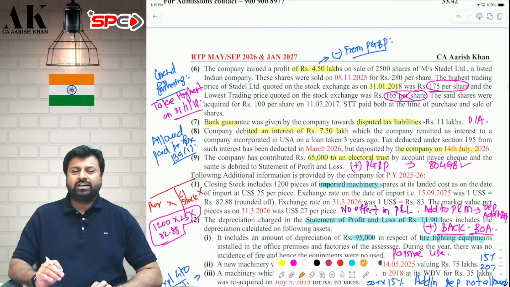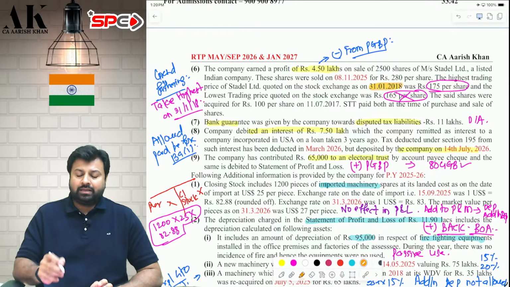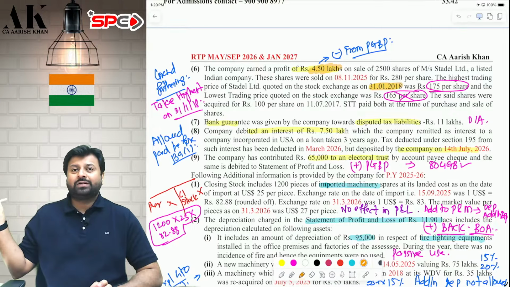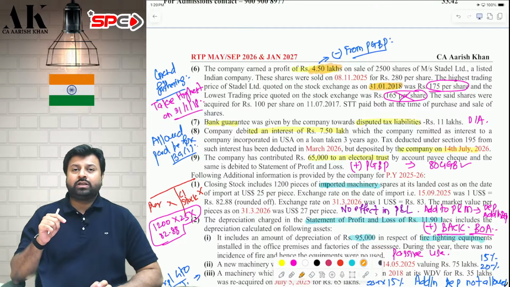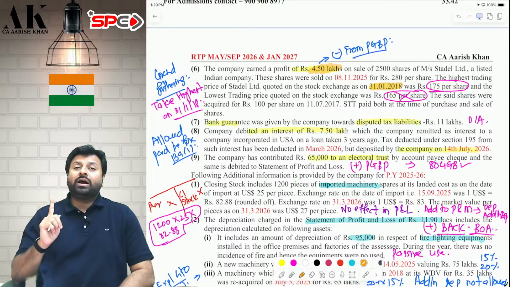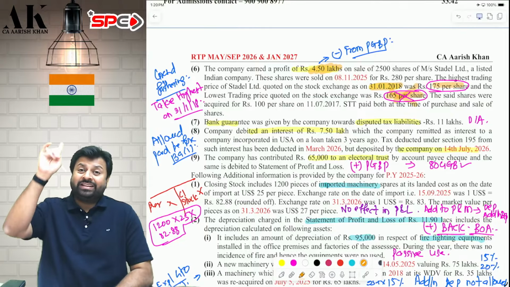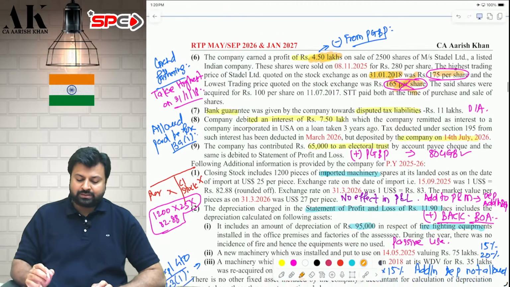Next one is also a very routine adjustment of grandfathering, that whenever 31st Jan 2018 comes, grandfathering is applicable. So here you will remove this profit of 4.5 lakhs from PGBP, and compute the profit as per the grandfathering clause. But the only thing you need to keep in mind over here, when you take the FMV as on 31st Jan 2018, you have to take the highest of the market values. In this question, they have given you two market values, one 175, one 165. Don't take 165. You have to take the highest market value. That's the only catch in this question. Otherwise, this is again a very, very simple adjustment.